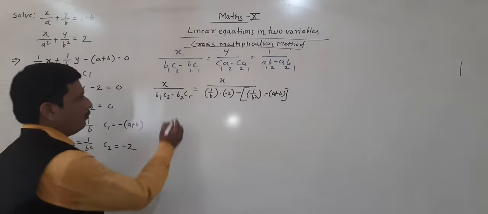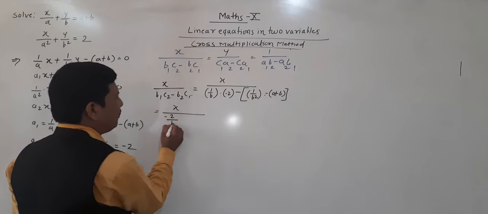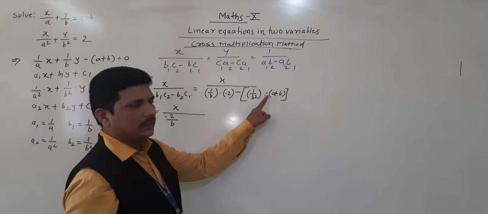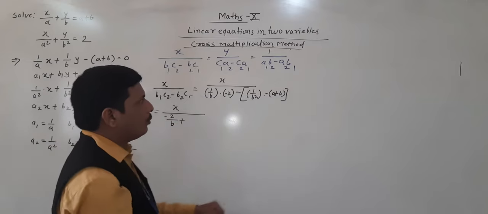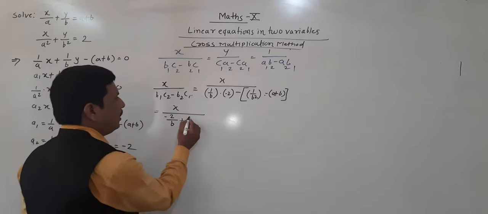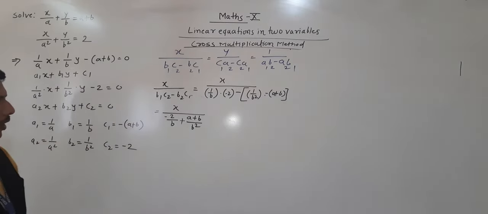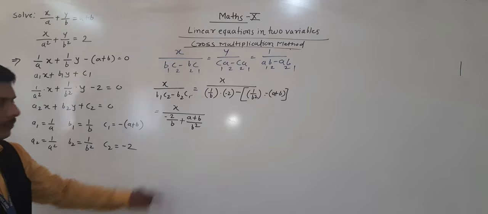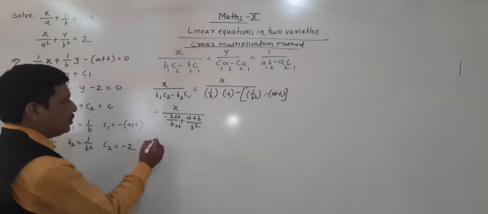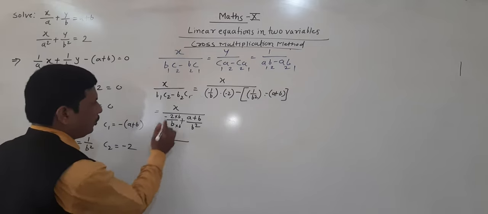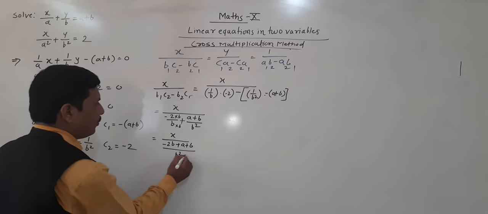Now we will find the product of this. Minus 2 into 1 is minus 2 by b. Minus into minus will be plus, so that sign I am taking here. We will find the product: (a plus b) into 1 is (a plus b) upon b square. Now if I want to solve further, I need to make the denominators the same. So I will multiply here by b, and here also I multiply by b. So x upon (minus 2b plus a plus b) upon b square.